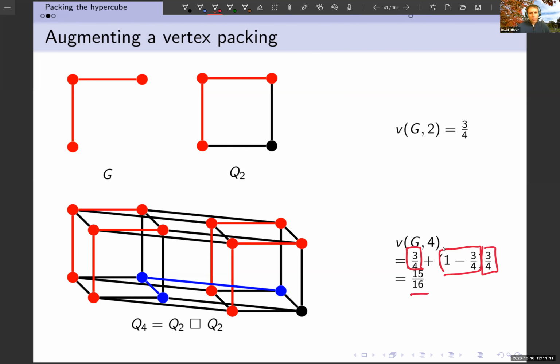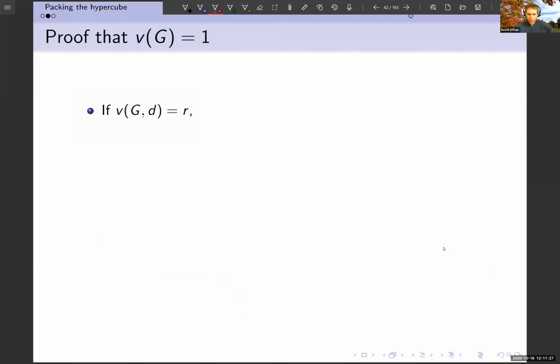Okay, and so I'm not going to draw it, but the next thing we would do is go to Q6, copy this Q4 packing into the 4 copies of Q4 in Q6, and then augment again. And so in general, you get this: if you have some packing with density R in QD, then when you go to Q2D, you take QD Cartesian product with itself, you copy your packing with density R, and then get this 1 minus R times R additional factor.